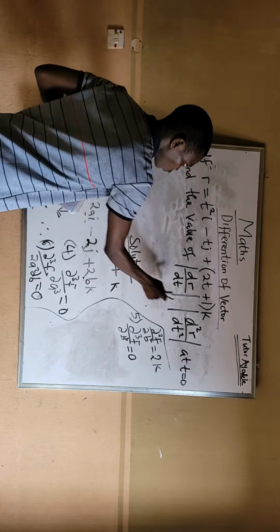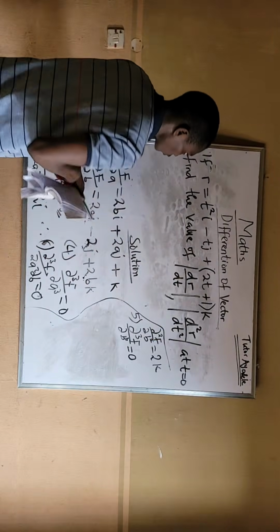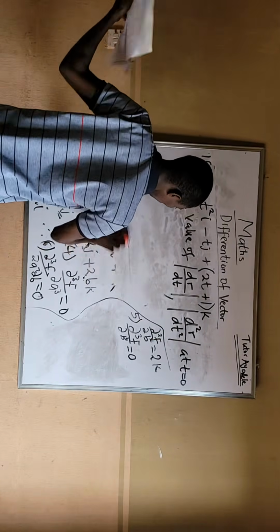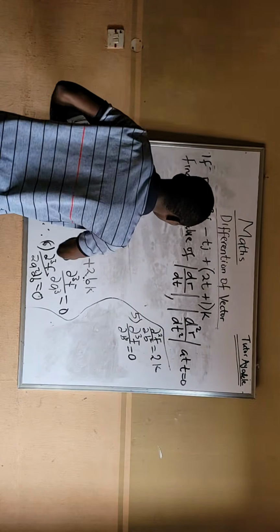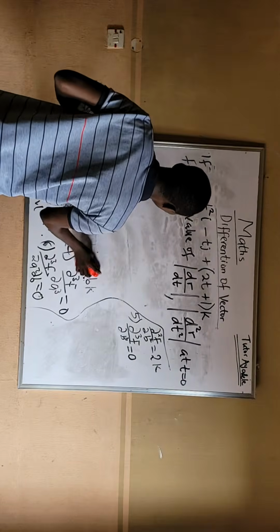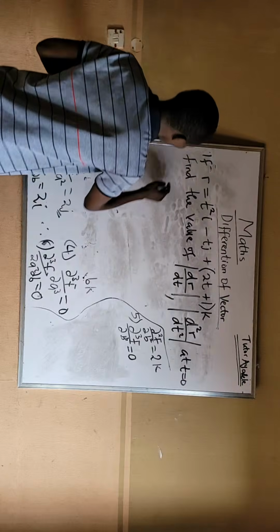Let me solve this first one, then you do the second one and drop it in the comment. Let me solve this first one for you, so you understand how to do the second part. So we have r is given to be this. Let me differentiate with respect to t.